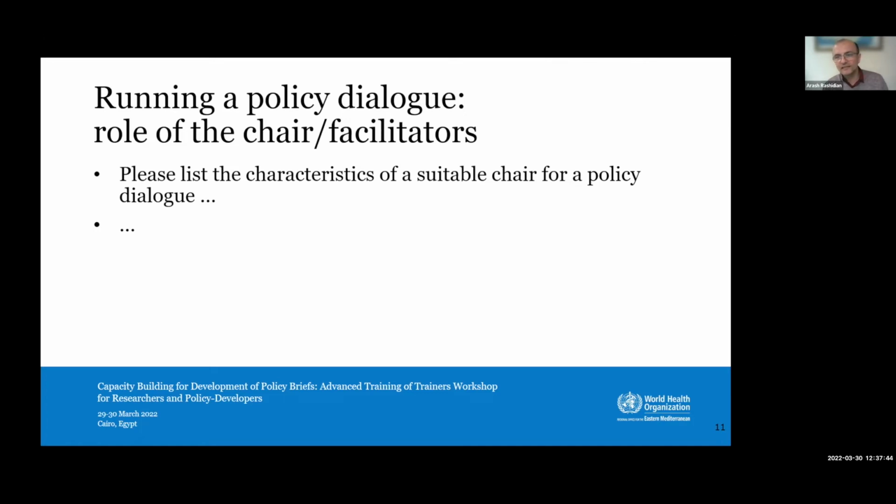Then this issue is similar to what you mentioned about someone from the Ministry of Health. What you need to bear in mind is that if the policy is one where important stakeholders oppose the position of the Ministry of Health, then for a policy dialogue, having someone from the Ministry of Health may not be the best option, because from the start, people will guard against the chair, and then you will not have the policy dialogue. So you need to get it as close as possible to neutrality.